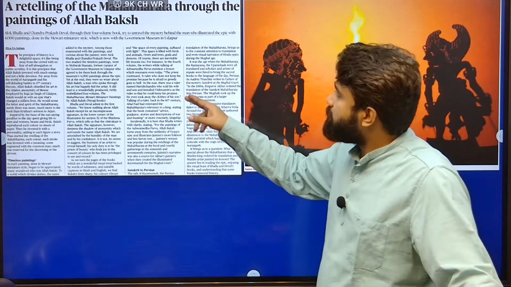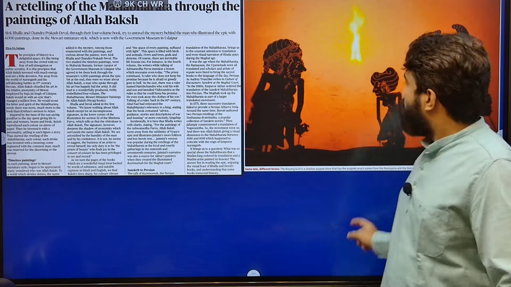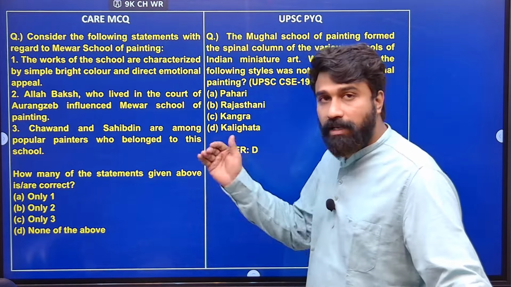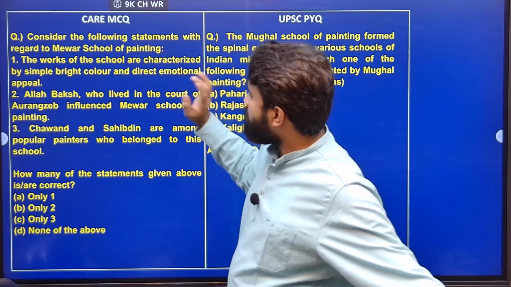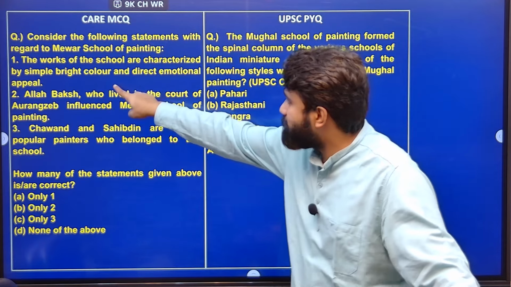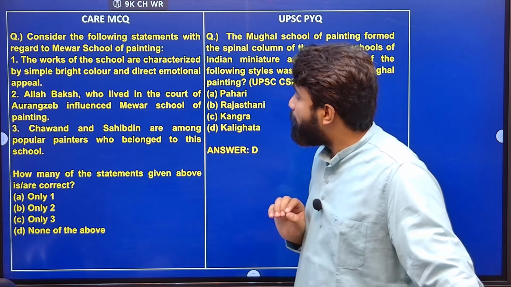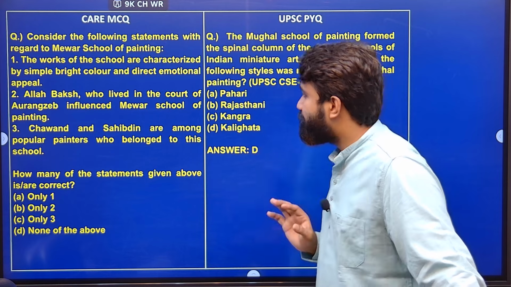And the next article is about retelling the Mahabharata through the paintings of Allah Baksh. Directly we will go to the MCQ; we can read the entire article here only. Consider the following statements with regard to the Mewar School of Painting. The works of the school are characterized by simple bright color and direct emotional appeal. Okay. Next, Allah Baksh, who lived in the court of Aurangzeb, influenced the Mewar School of Painting.